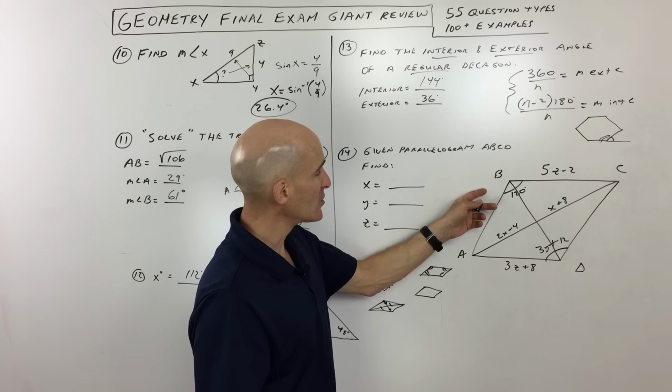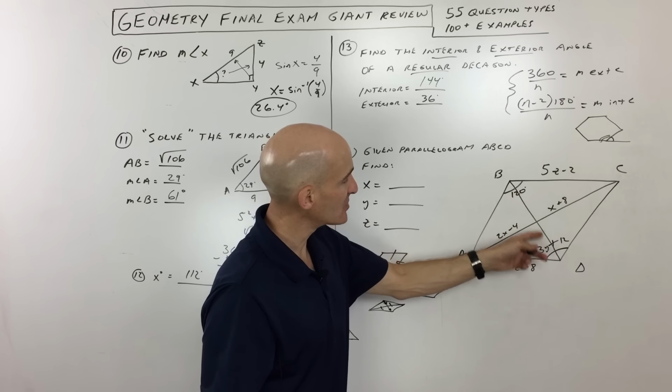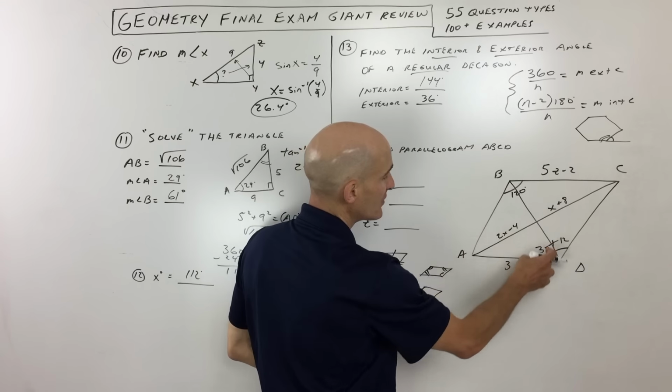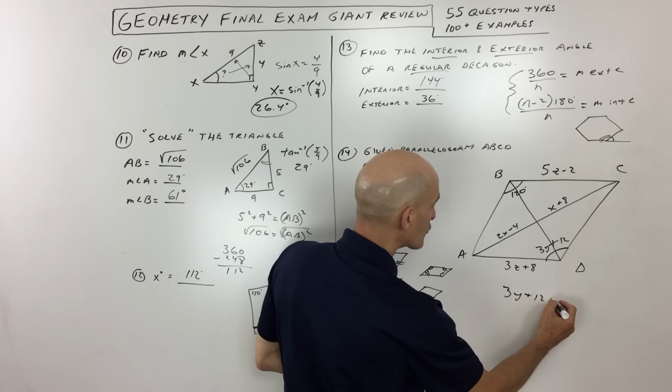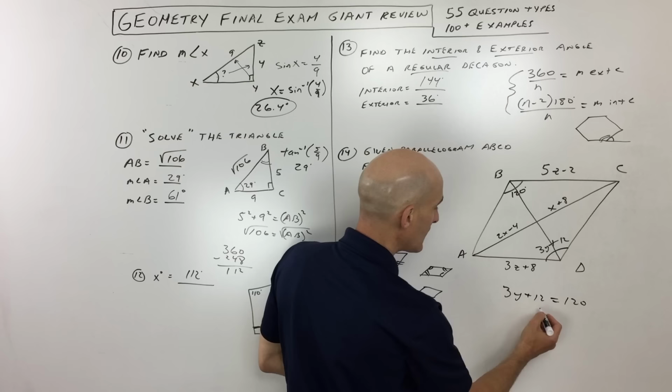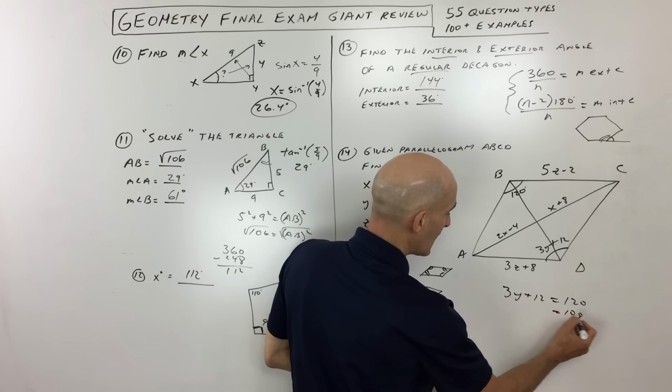And so here what we're going to do is we're going to say, well, let's see, opposite angles are congruent. So that means this whole angle and this whole angle are going to be equal. So let's make an equation and solve for y. So 3y plus 12 equals 120. Subtract 12, that's 108.